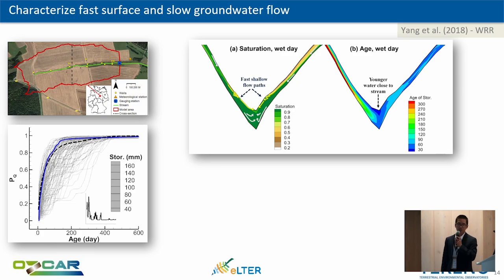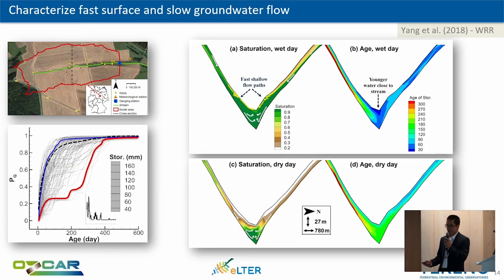For example, during the wet day, here is the cross section. During the wet day the storage is high and the soil is fully saturated. So this activates some short, shallow flow paths. When rainfall occurs, water just follows these flow paths and ends up in the stream. That's why we have very fast transit time.